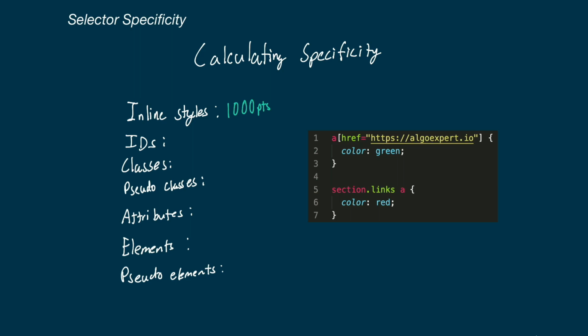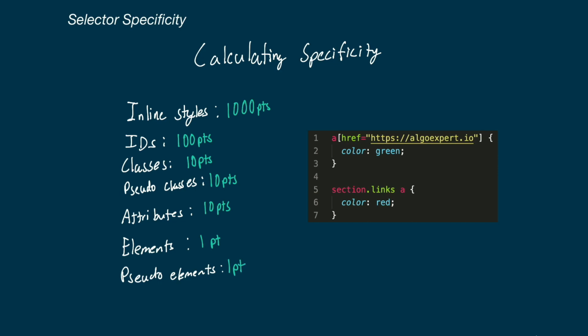Next, we have the ID selector, which we give a weight of 100 points. And then we have classes, which we give a weight of 10 points, along with pseudo-classes and attributes, also both get a weight of 10 points. Finally, elements, so the actual element selector or the name of the tag gets a single point, as well as pseudo-elements also get just a single point.